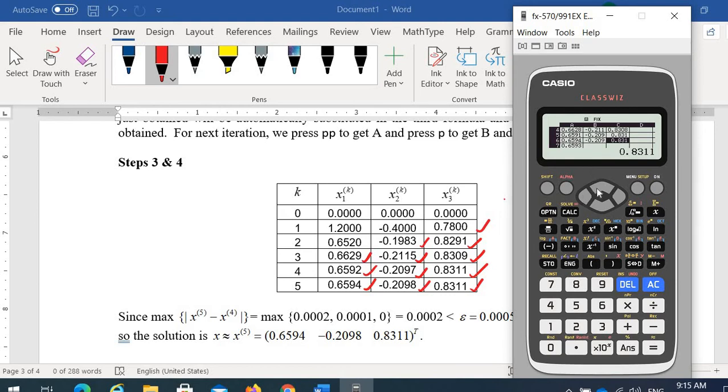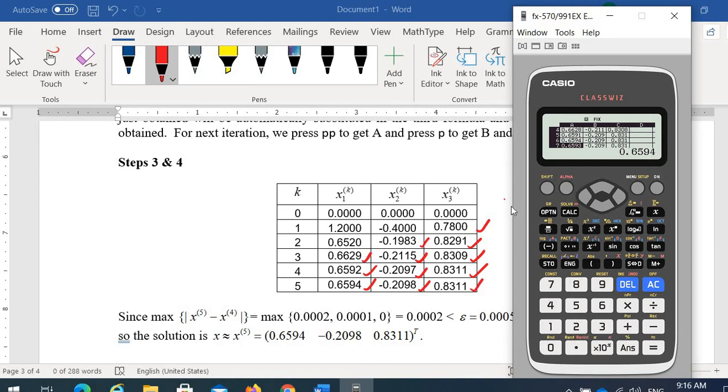One more. Here, if one more, go to options, go down, number 2, and then hit escape. Go to here, options, number 2, go down. So you can see this should be x k number 6, because the spreadsheet starts k with 1. So 0.8311, 0.2098, 0.6594. The next iteration actually has no more changes.